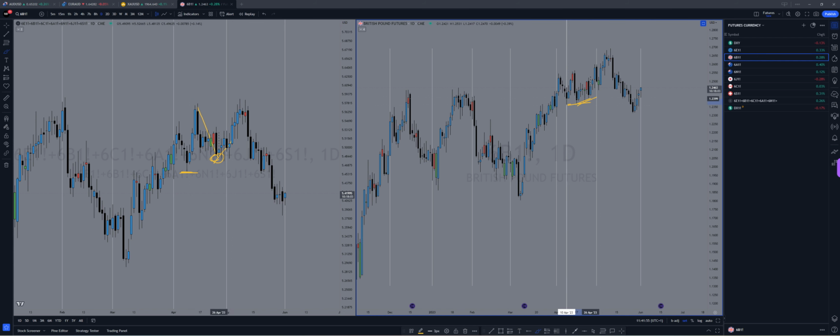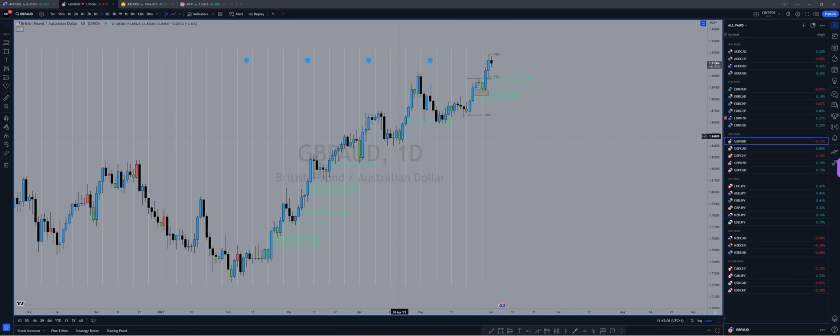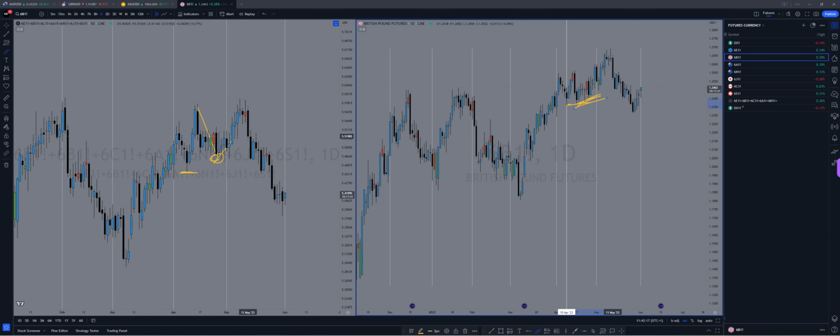You could have traded pound Aussie. So if you go to pound Aussie, pound Aussie is here. You can see the big move, the dealing range, high and low, which gives you more confidence to buy this. Why? Because you're getting the hint over here.